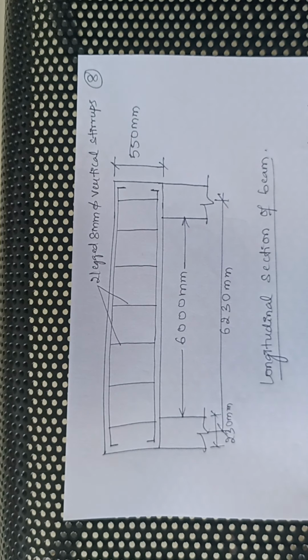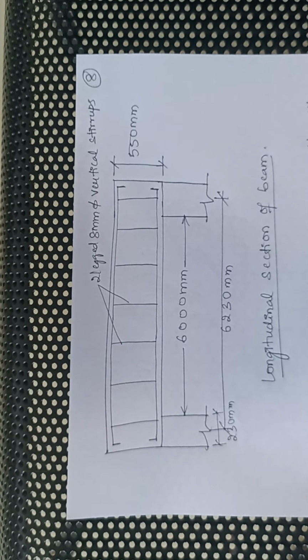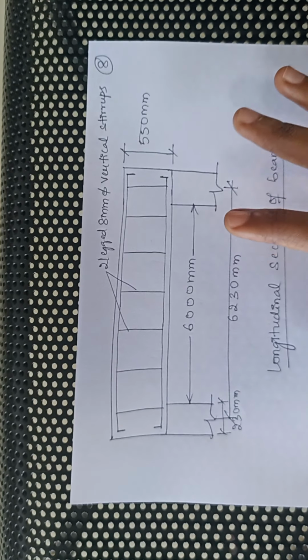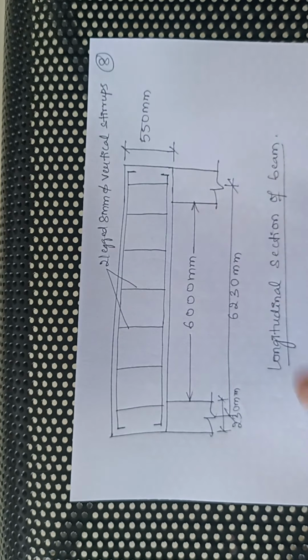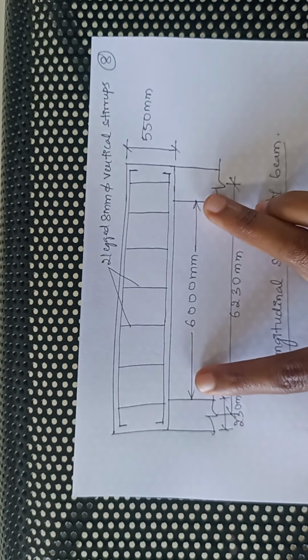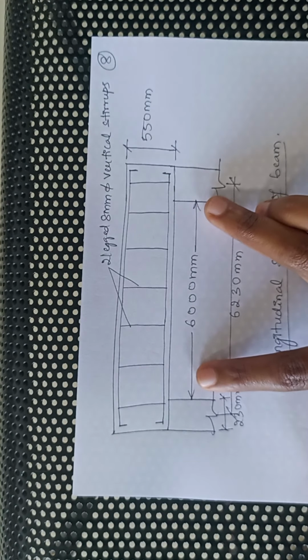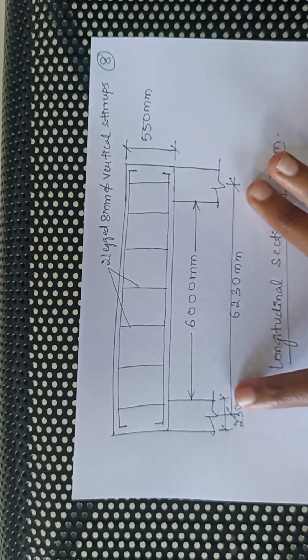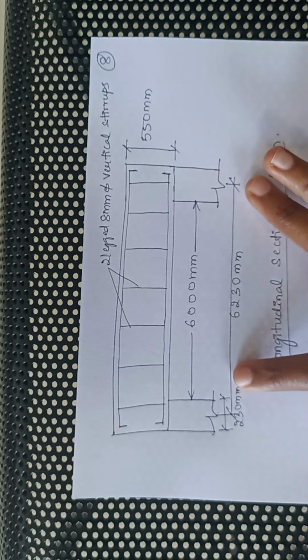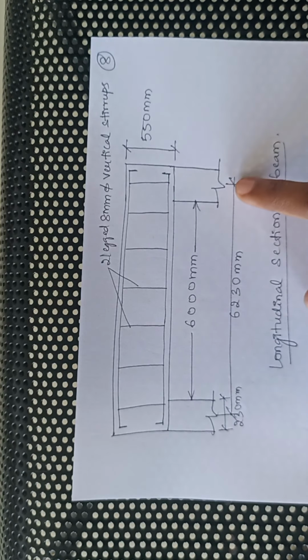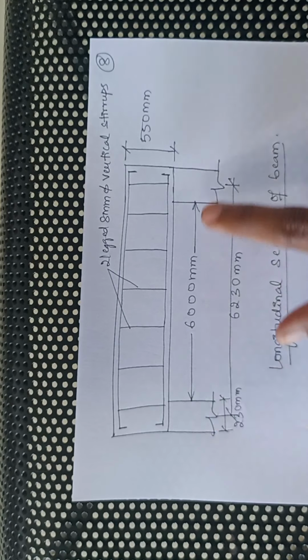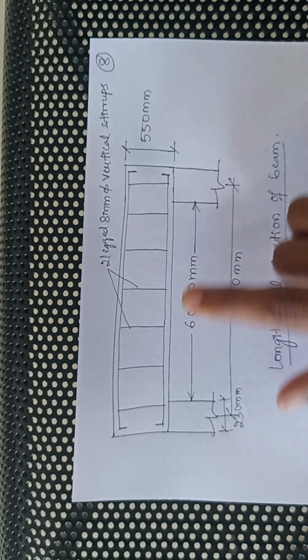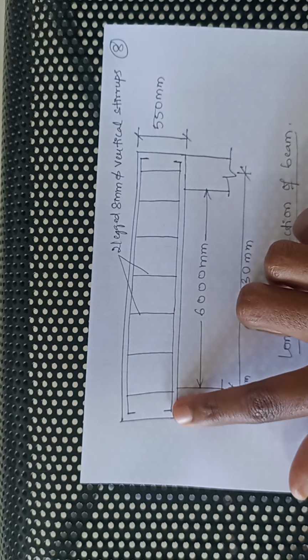Now finally we have to sketch the reinforcement details. So let us start drawing the longitudinal section of the beam. Longitudinal section means we will be drawing the beam along its length. Here the clear span of the beam is given as 6000 mm and we have the effective span as 6230 mm, from the center of the support to the center of the support. These two vertical members represent the supports and the horizontal member represents the beam.